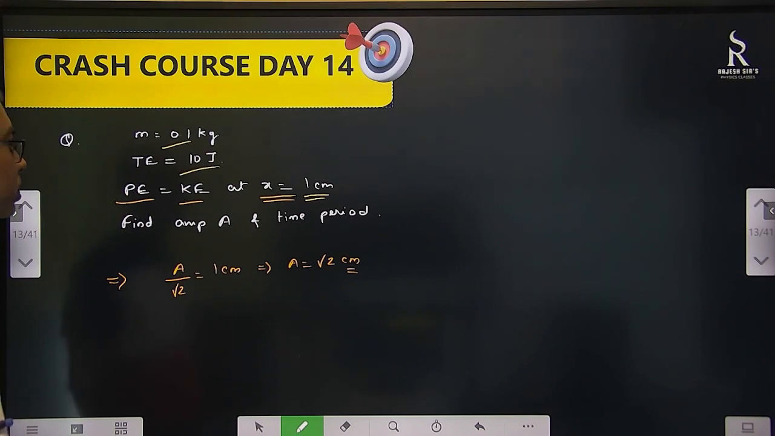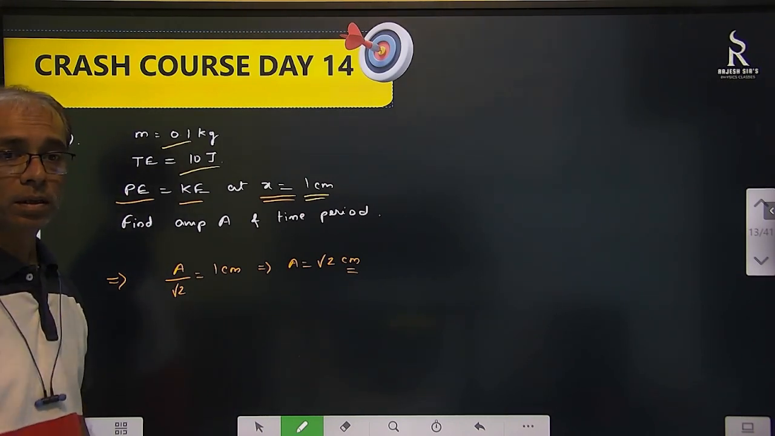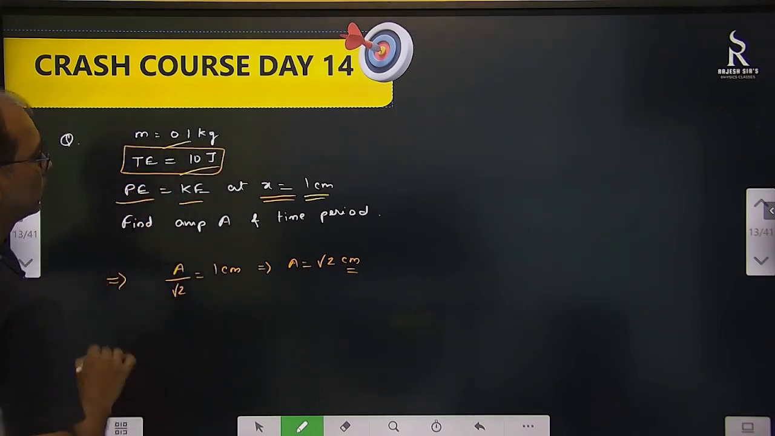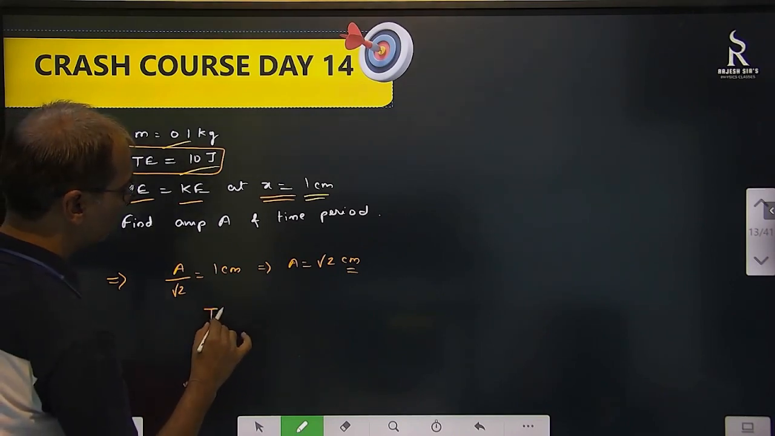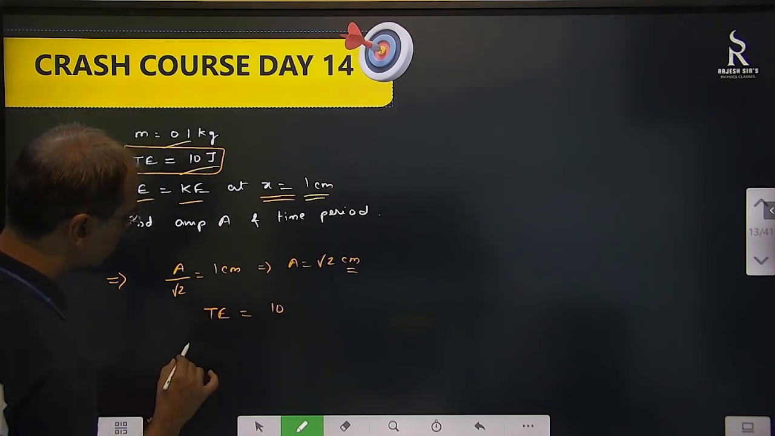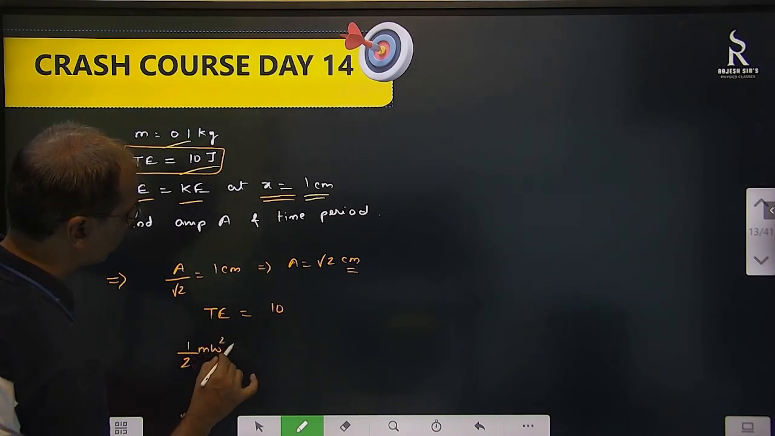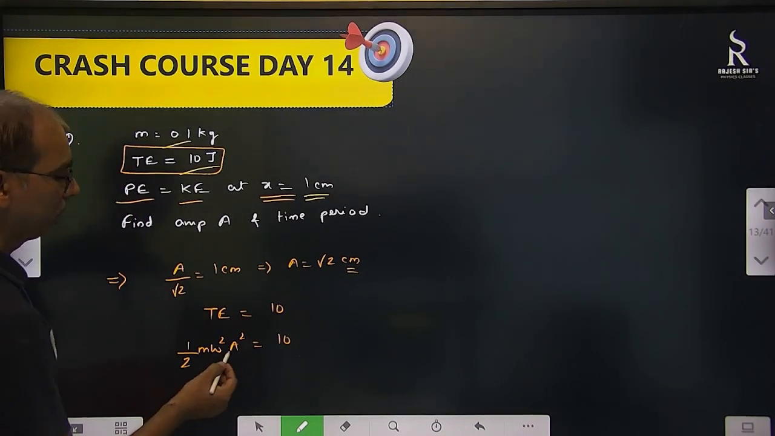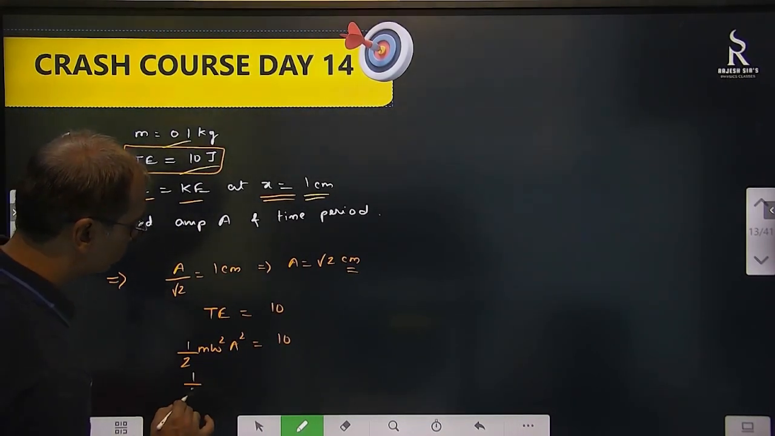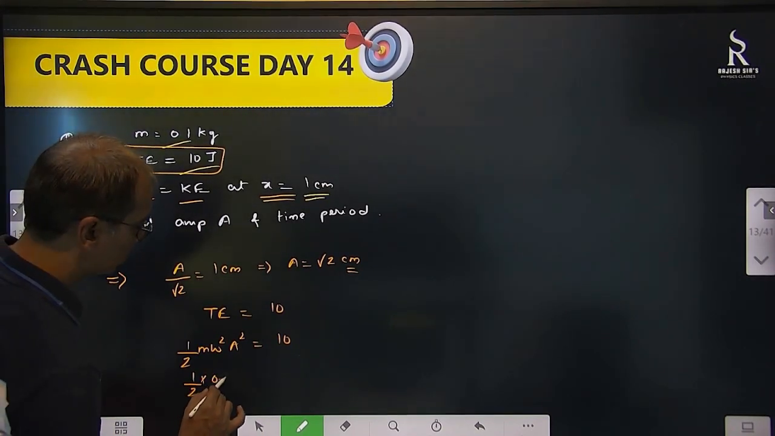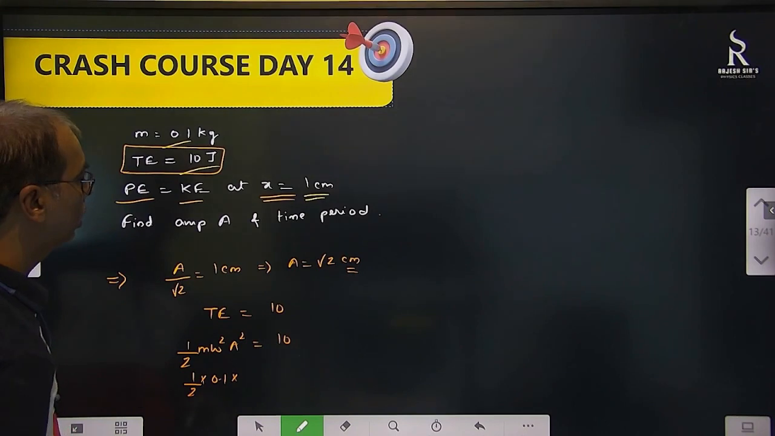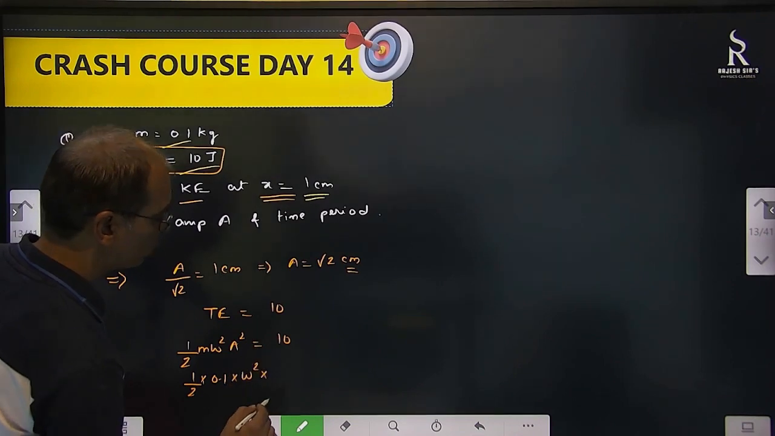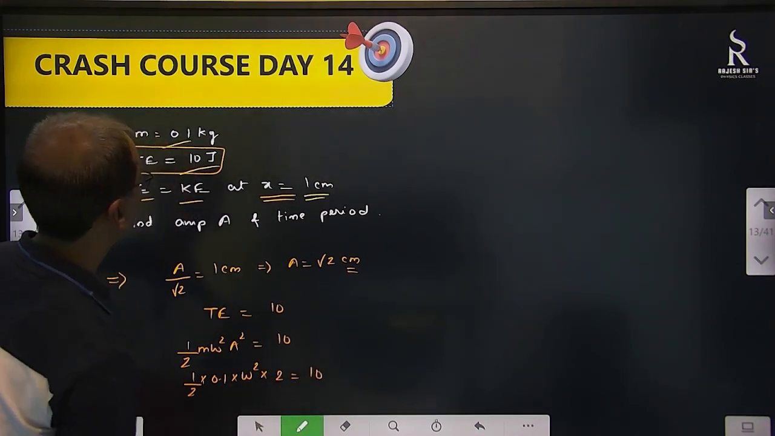We have to find time period. Okay, but here total energy is also given to us. We didn't use it. We'll use it now. Total energy is 10. Total energy means half m omega square a square equal to 10. Okay, and amplitude we already have. So 1 by 2, 0.1, into omega we are finding, right? Yeah, time period we are finding, so omega we are finding. Amplitude is root 2, so we'll write 2 here, equal to 10. 10 is what? Joule.